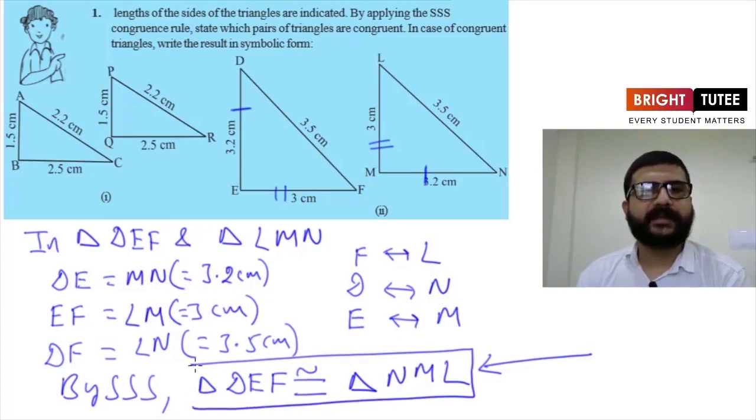So we have to be very careful while writing this relation. We have to check which vertex of one triangle corresponds to the vertex of the second triangle. Now according to that we can write the congruency relation. Now there are two more parts of this question. Now let's check them out.